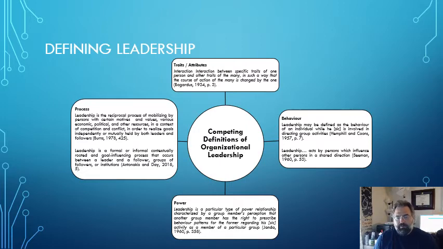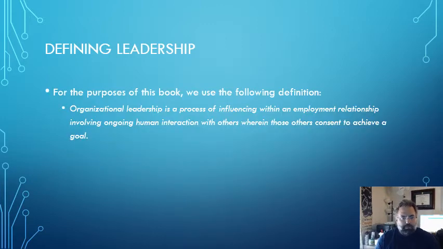The dimensions you see here are around process, power, behavior, and traits. These are ways of trying to figure out what leadership means. The key thing to think about when comparing it to management is that it's much more about influence, and the traits and behaviors being elicited, than about actual day-to-day management. So for the purpose of this course, and for this book that we're talking about, this definition of leadership is pretty concise and pretty good.